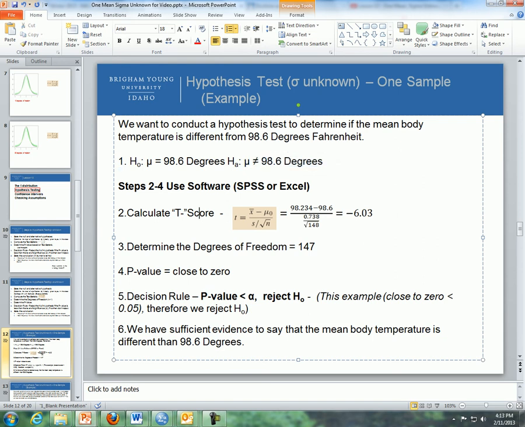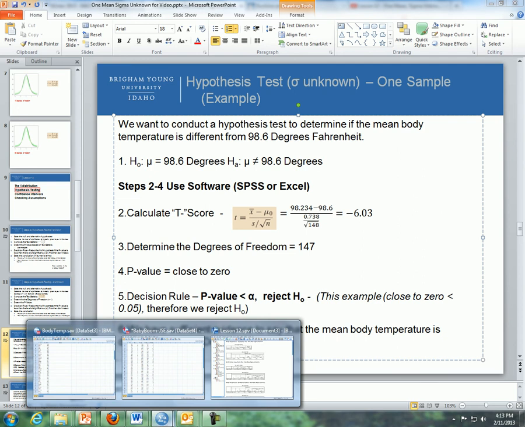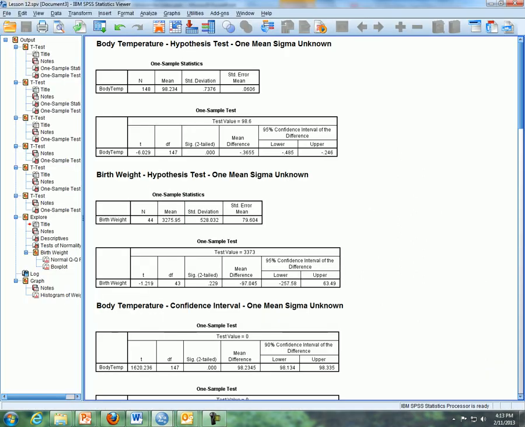We state it here, where the mean is not equal to 98.6. So then we go to steps 2, 3, and 4, where we look at our output either in SPSS or Excel. Now what I'm going to show you is SPSS output. Those of you who are using Excel, you can go through the wiki or ask your teacher how this is done, but this output is also very similar. So here's where you get the results. This is our test statistic. This is step 2. This is our degrees of freedom, and then this is our p-value.